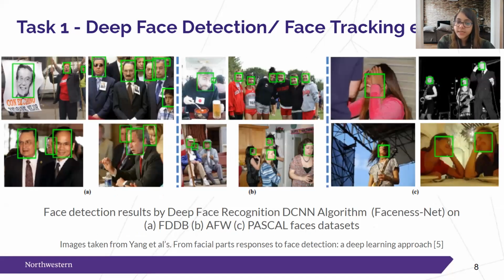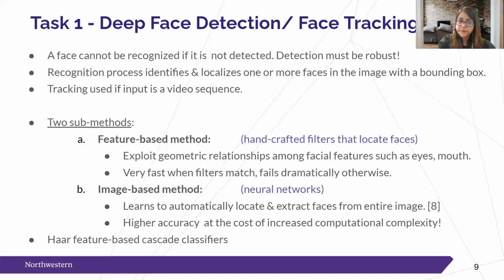These are face detection results by the DCNN algorithm, which is a deep face recognition technique, on 3 really famous face data sets. So a face cannot be recognized if it's not detected. That's why detection must be robust, and the recognition process localizes the facial features or the face within the bounding box, as we saw in the previous image. And face tracking is used if the input is a video sequence.